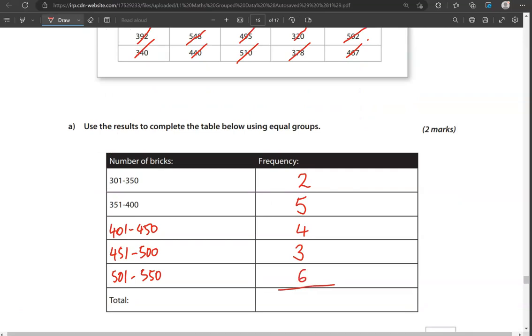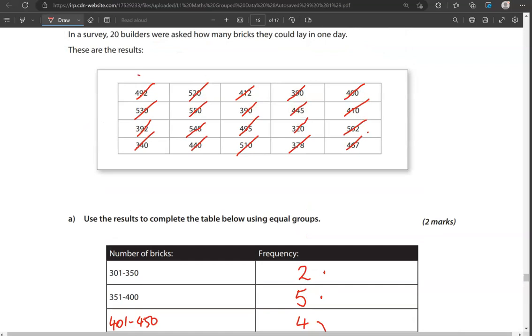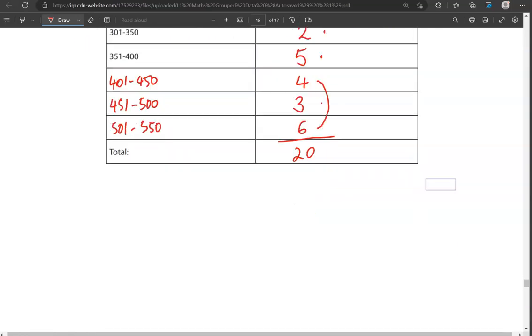So total we have 6 and 4, which is 10, 15, 17, 20. 1, 2, 3, 4, 5 times 1, 2, 3, 4 is 20. So that shows we've done this correctly.